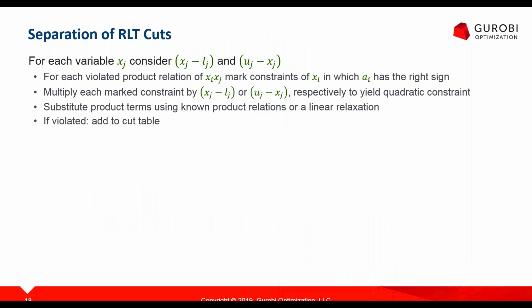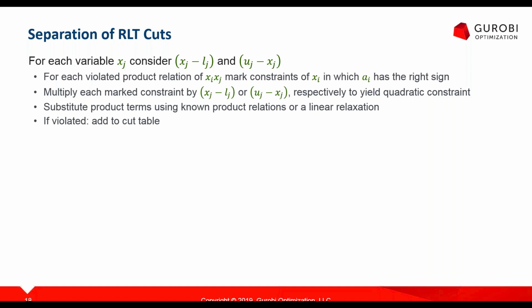Okay, now we have detected all of these products in our linear constraints. And now we are going to use these products in order to separate these RLT cuts. How does the separation algorithm work? We start with a variable xj, and this is the variable that we want to multiply to the constraints. Because we need to multiply the constraints with a non-negative value, we have 2 choices. One is xj minus lj, and the other one is uj minus xj, lj being the lower and uj being the upper bound of the variable. So we just try both.